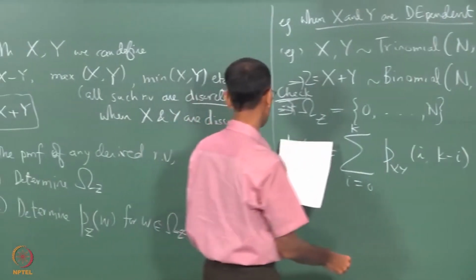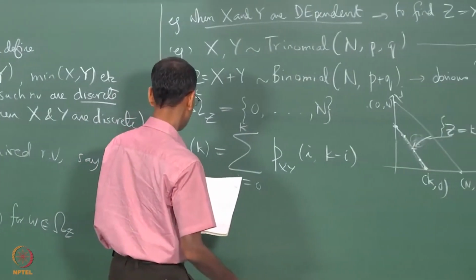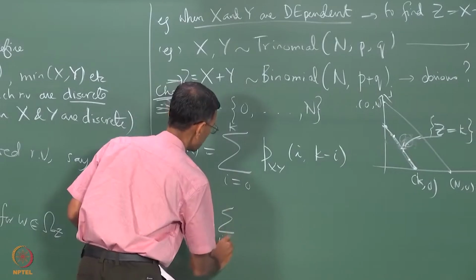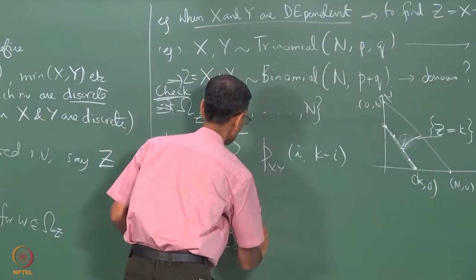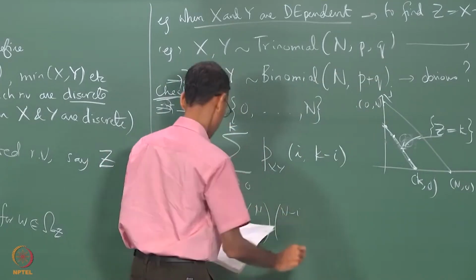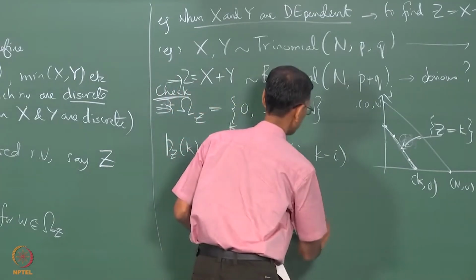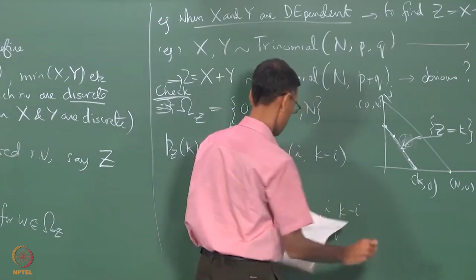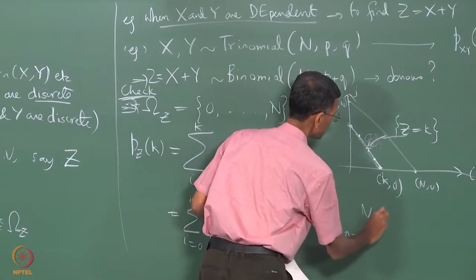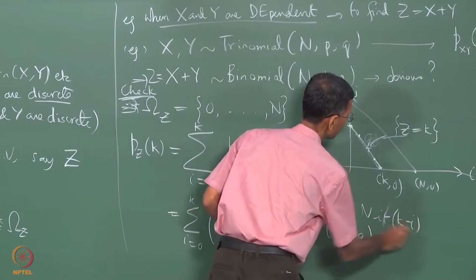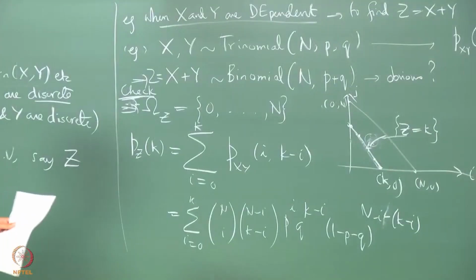So you can easily do this. I'm not going to spend too much time on this because manipulation is not very convenient on the board, but let me just write some key steps. If I do this, i equal to 0 to k, I simply have to substitute this out there: n choose i, n minus i choose k minus i, p to the power of i, q to the power of k minus i, 1 minus p minus q to the power of n minus i minus k minus i. Remember, all I am doing is substituting k minus i for j.